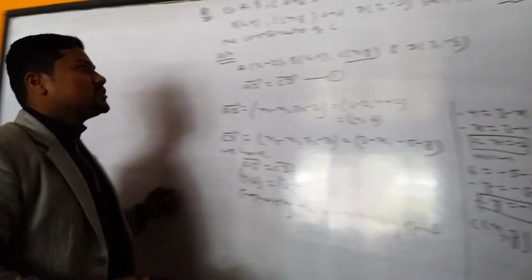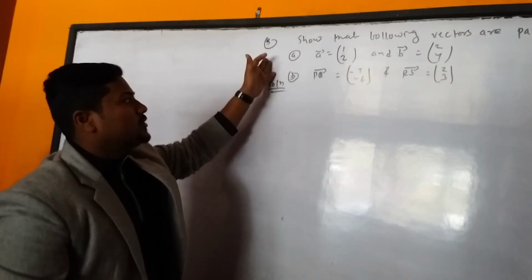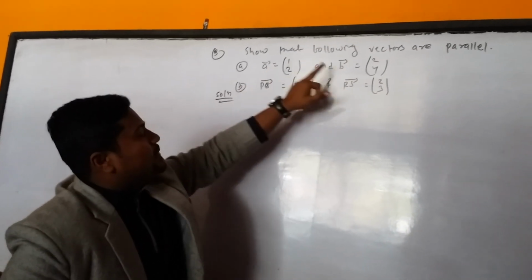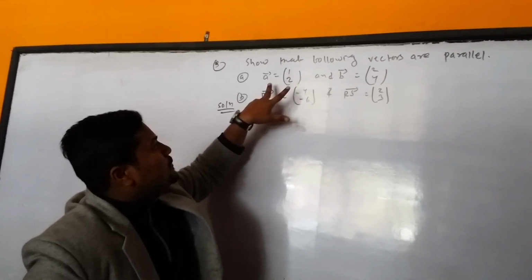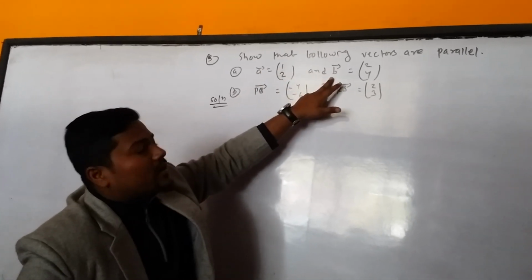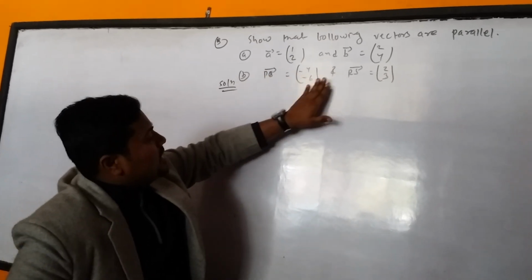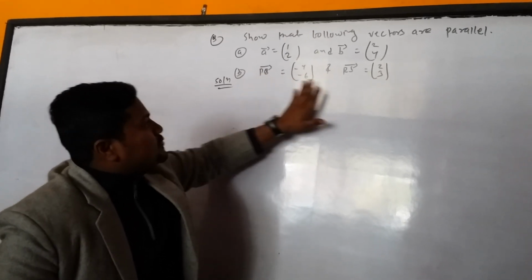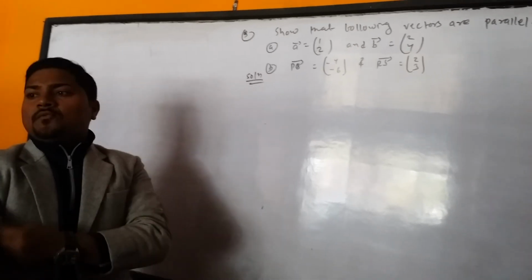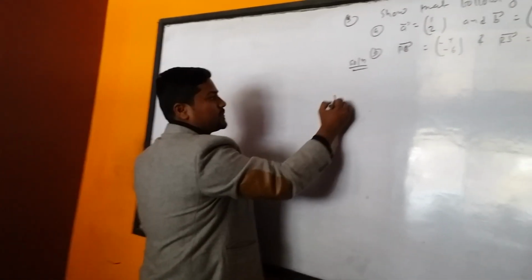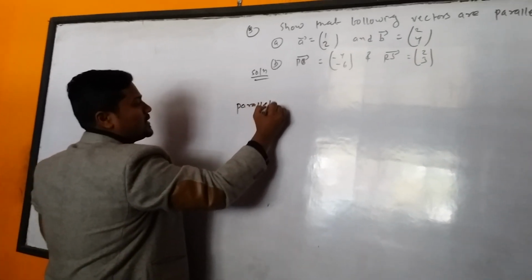In this way we can solve these questions. Okay, now the next: show that the following vectors are parallel. Here A vector and B vector are given, and we have to show A vector is parallel to B vector. In question B, PQ vector and RS vector are given and we have to show these are parallel vectors. First of all, what are parallel vectors? You have to understand that.